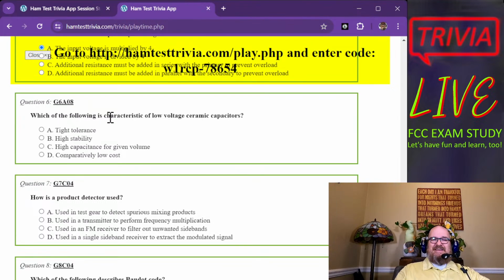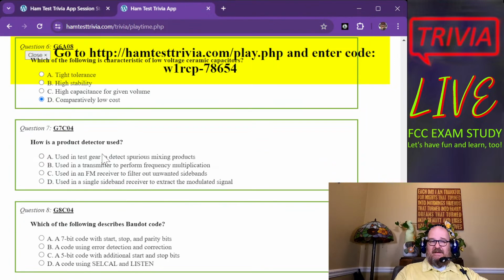Which of the following is the characteristic of low voltage ceramic capacitors? It is not a tight tolerance. Low voltage. I'm going to say comparatively low cost and know that I got that wrong again. Could be high stability. You know what? I know that I missed this exact question last time we did this, and I did not remember the answer. Of course, if you only study once a week, you're probably not going to go very far. You've got to study every day.